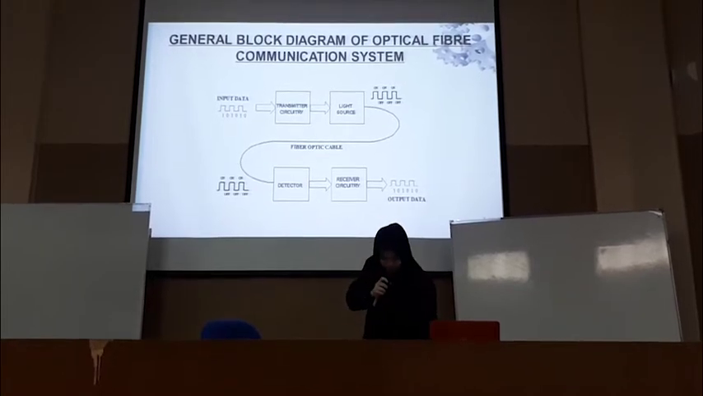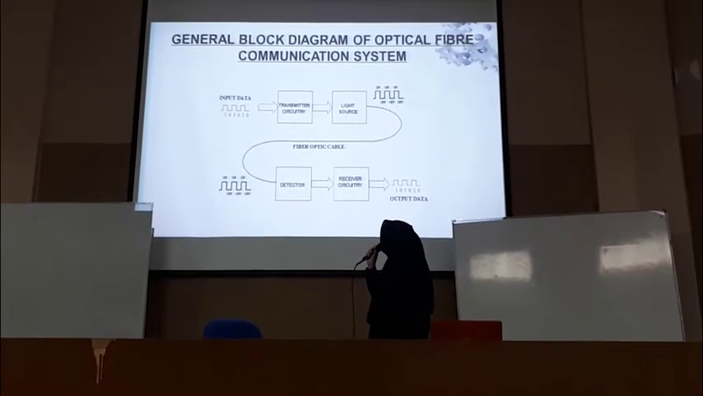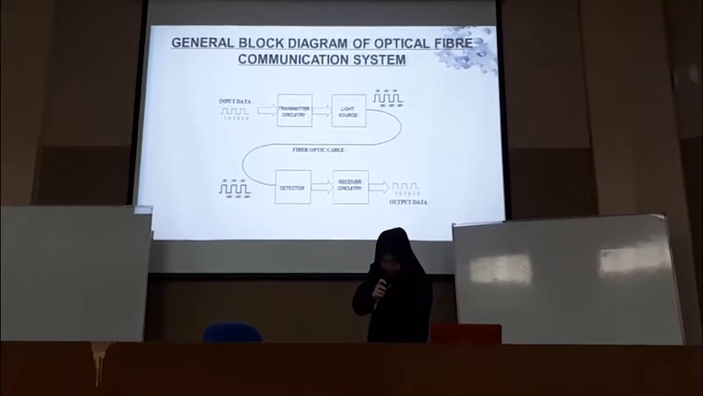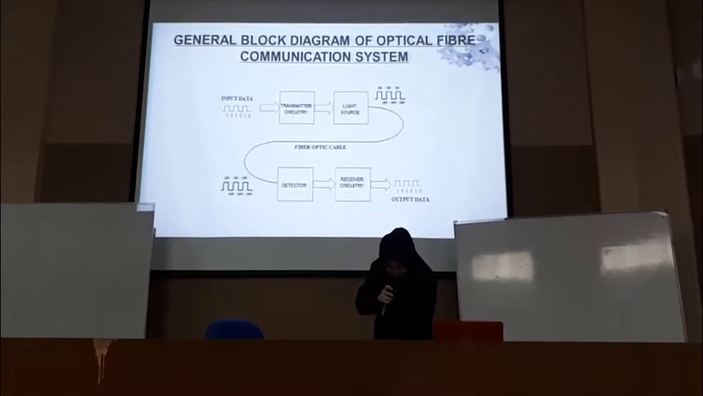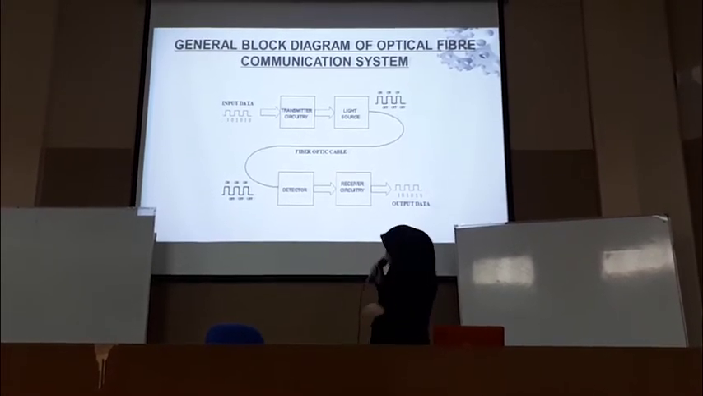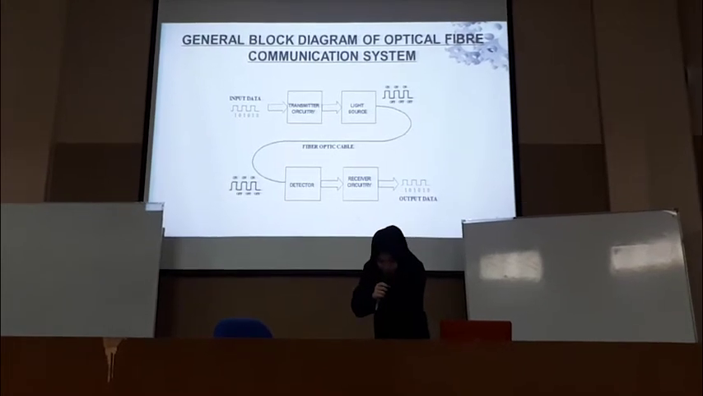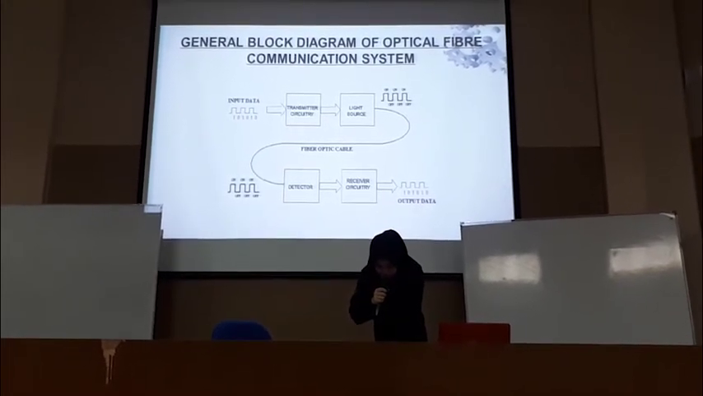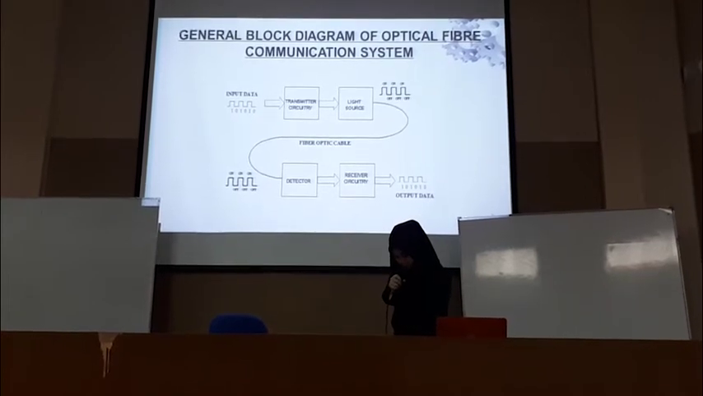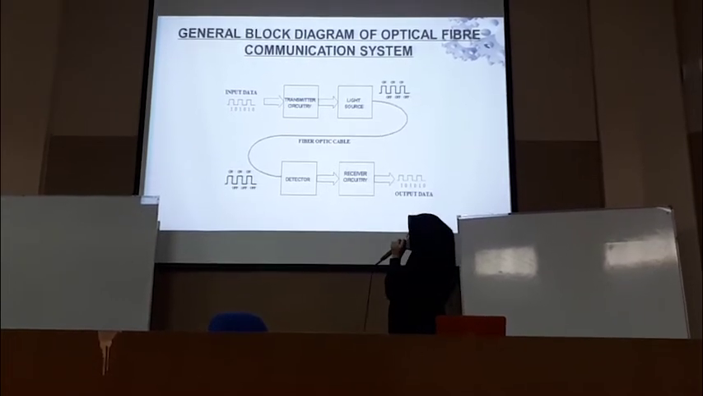Then the fiber optic cable serves as the transmission medium. The detector is responsible for optical to electrical conversion of data and hence responsible for the demodulation of the optical carrier. It may be a photodiode, phototransistor, or photoconductor. Then the receiver, which consists of a photodetector, amplifier, and signal restorer, is the final point at which we receive the information in the form of an electrical signal.